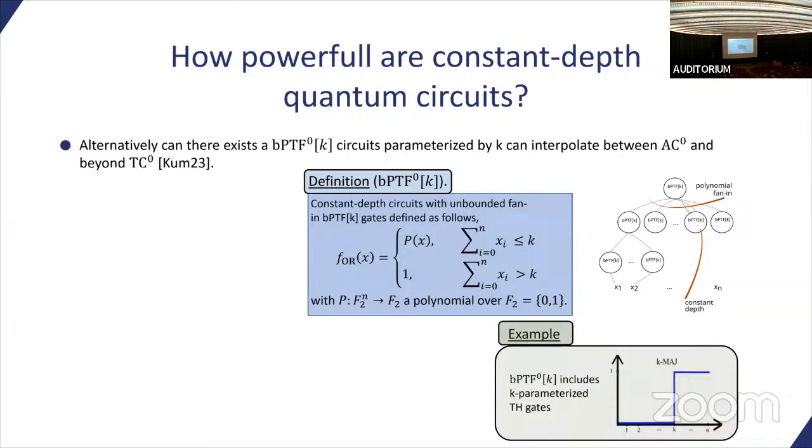For instance, to see immediately that we get some non-trivial gates inside, we get threshold gates that we can activate between 0 and k. And if k is super logarithmic in size, these are already gates that AC0 circuits cannot compute.